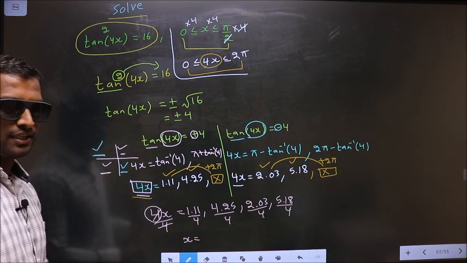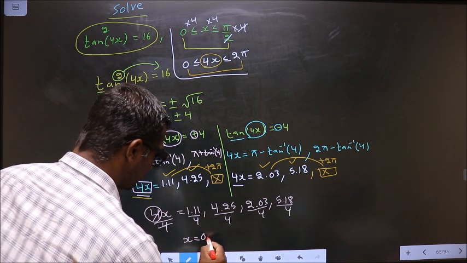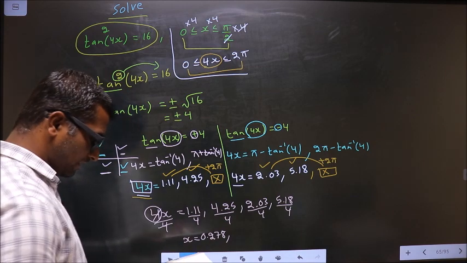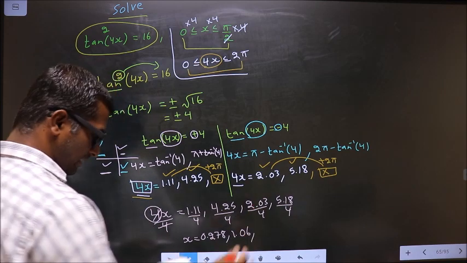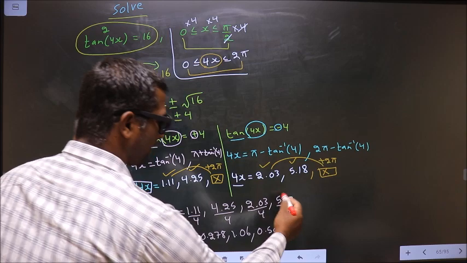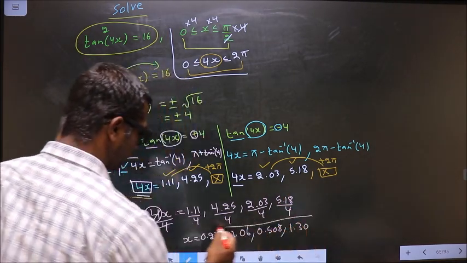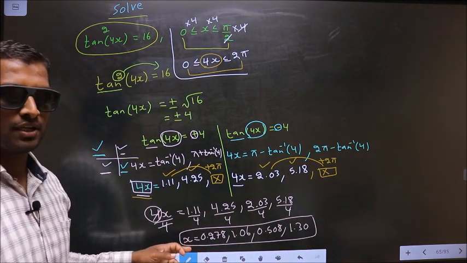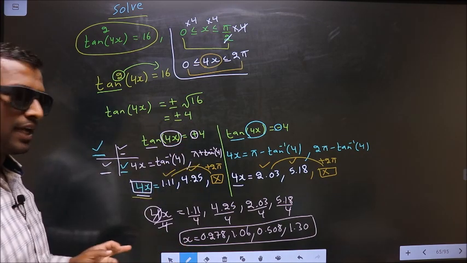Put this in the calculator, you get 0.278. Calculate this, you get 1.06. Calculate this, you get 0.508. Calculate this, you get 1.30. So these are the values for x. This is our answer. Am I clear?